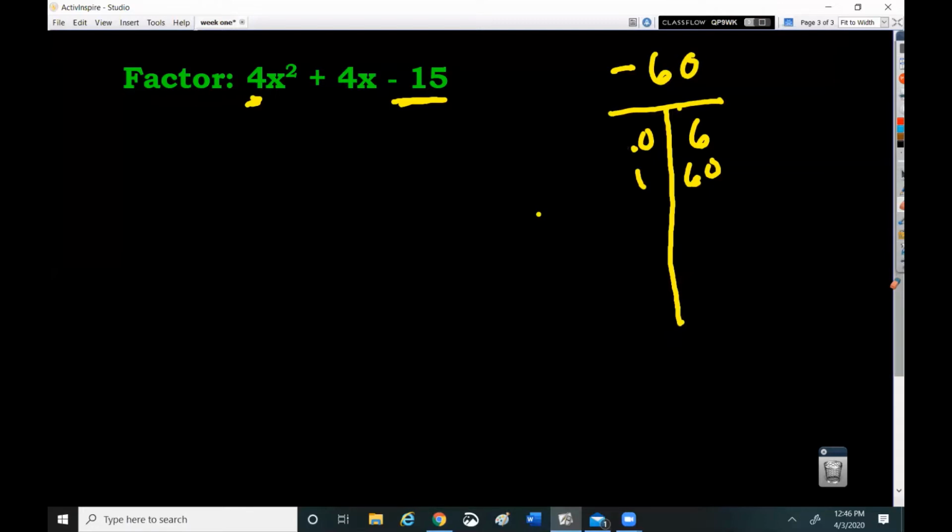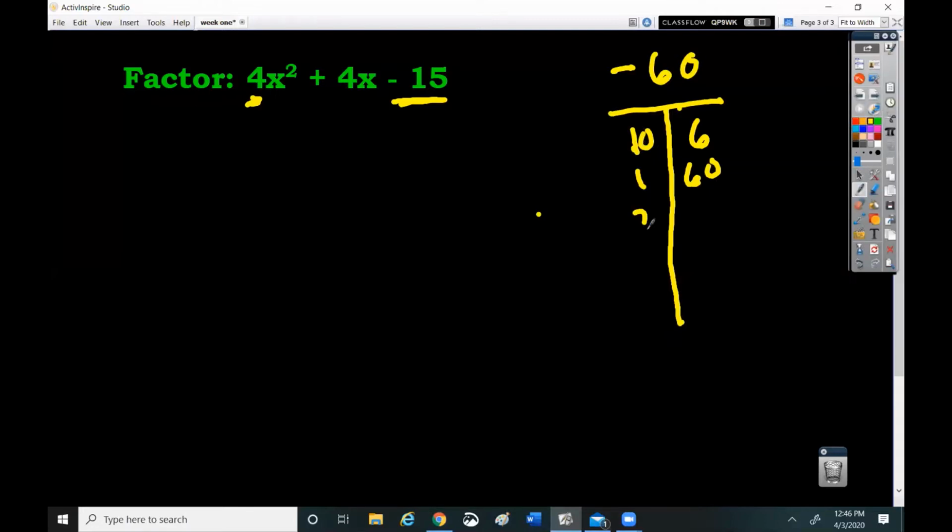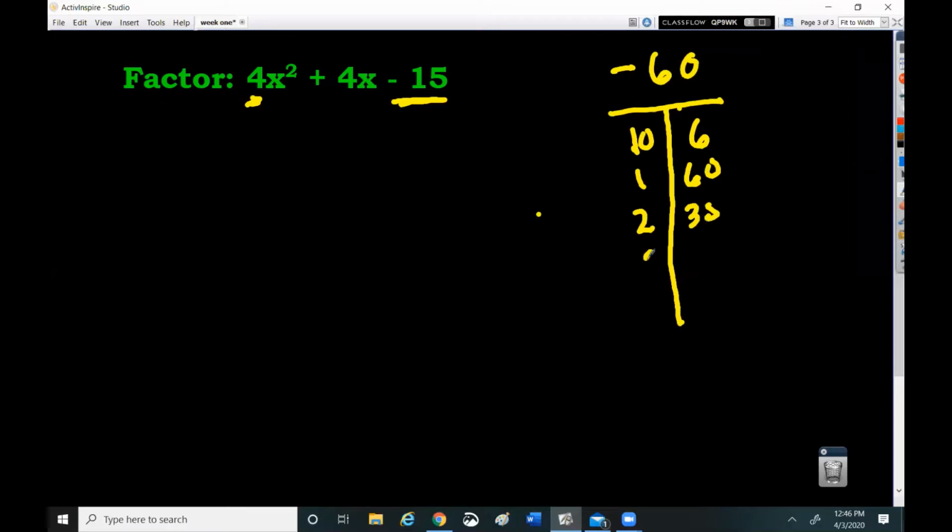Okay, 2 and 30. 5 and 12. What else? There's one with 4. 4 and 15. And there's one with 3. 3 and 20. Okay, so these are ones that we can multiply to give us 60.